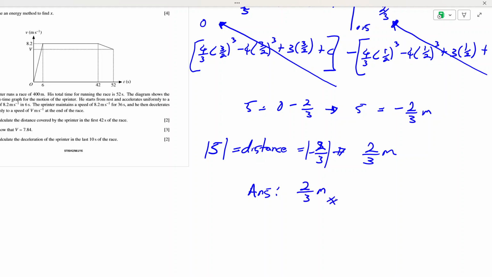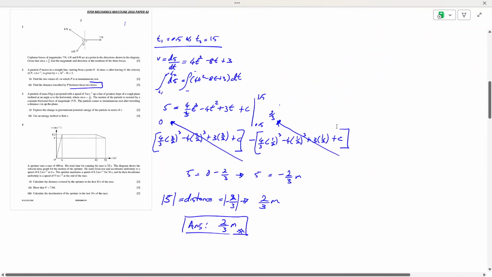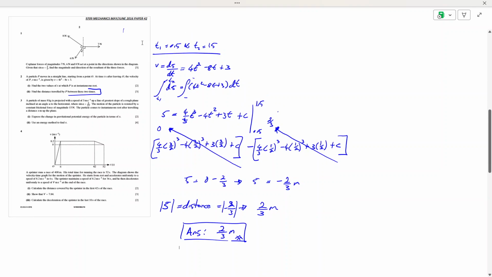That's the distance right there. Right. That's part 2. Okay, let's move on to the next part.